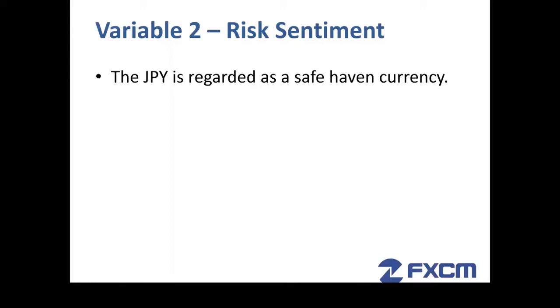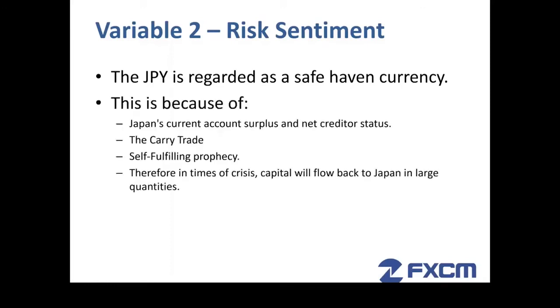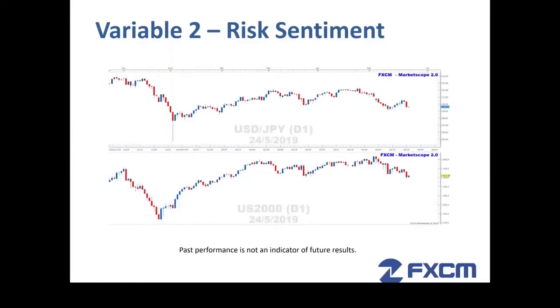So what happens in a time of crisis? Capital will generally flow back to Japan en masse, and that has a net effect of generally pushing the Japanese yen higher. Moreover, because it is generally regarded as a safe haven currency in the market, it becomes a self-fulfilling prophecy. Take a look at our next slide.